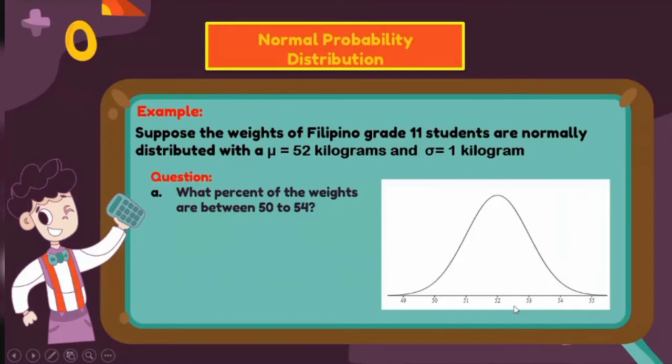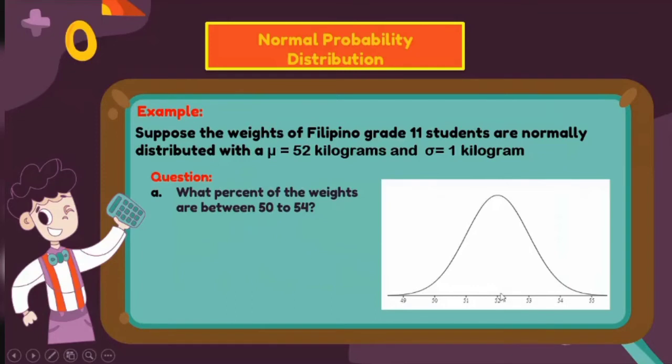So 52 plus 1 is 53. 53 plus 1 is 54. 54 plus 1 is 55. And on the left side, since it's the left side, you have to subtract the standard deviation from our mean.